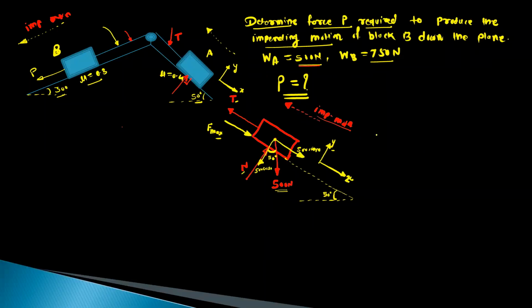After this, write the equation summation Fy is equal to 0. For summation Fy, we have the normal reaction in the positive y direction, then 500 cos 50 in the negative y direction, so minus 500 cos 50. Only two forces in the y direction, so this is equal to 0. From this, we get the normal reaction N equal to 500 cos 50.